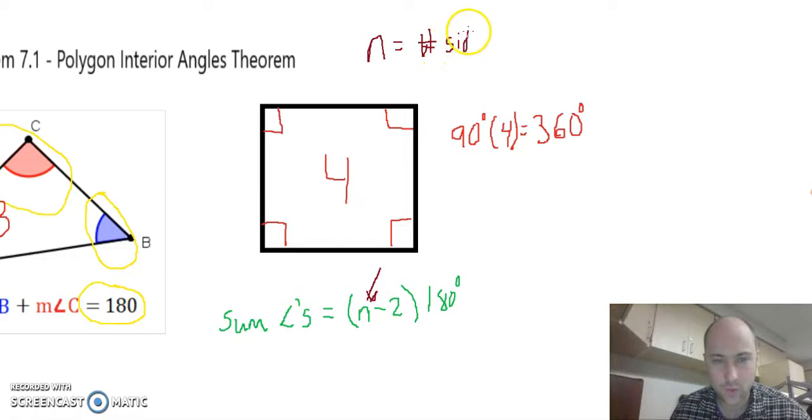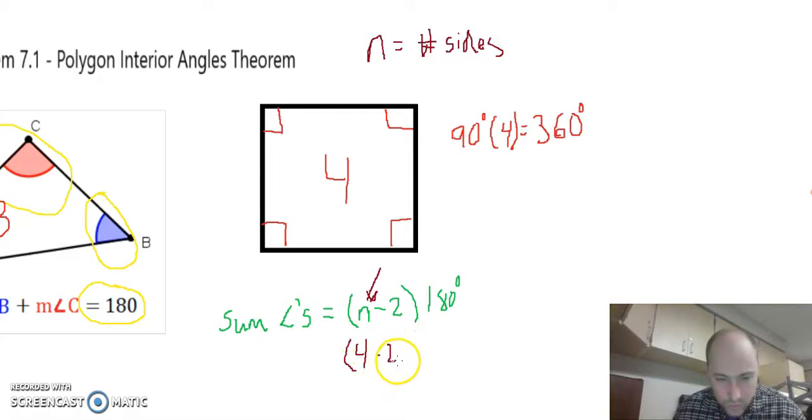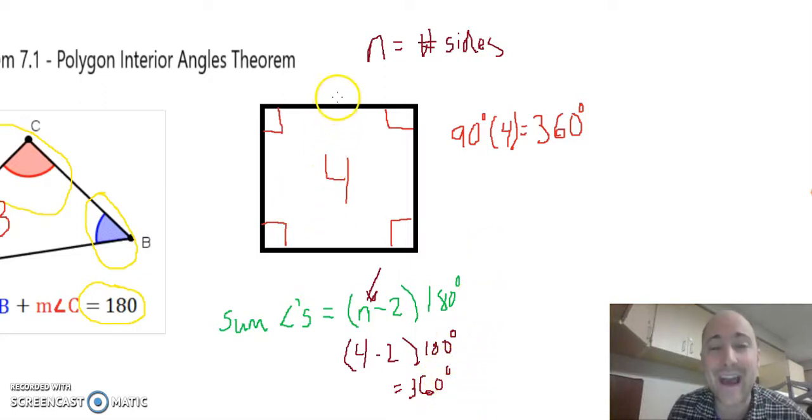So for the square it's 4, for the triangle it's 3. All we have to do is plug in the number. For the square, the number of sides is 4. Subtract 2, times 180. 4 minus 2 is 2, so 2 times 180 equals 360. So that works. That theorem tells us what the angles need to add up to.